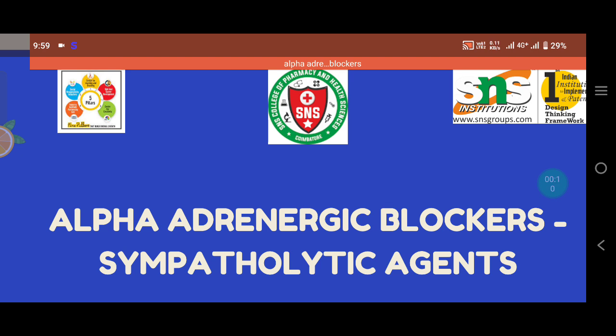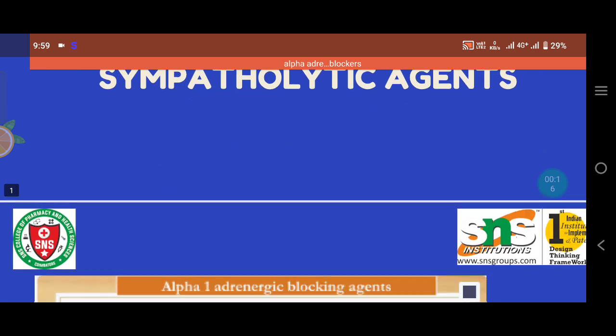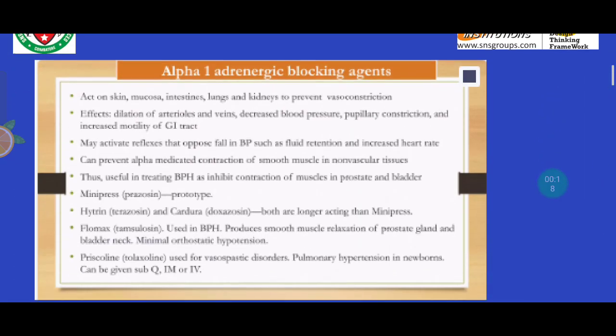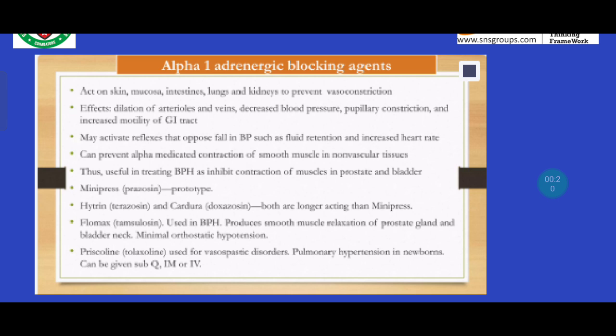Today we are going to see alpha adrenergic blockers, which come under the sympatholytic agents. First we will see alpha adrenergic blocking agents. What is meant by alpha adrenergic blocking agents? These act on skin, mucosa, intestine, lungs and kidneys, and prevent vasoconstriction.